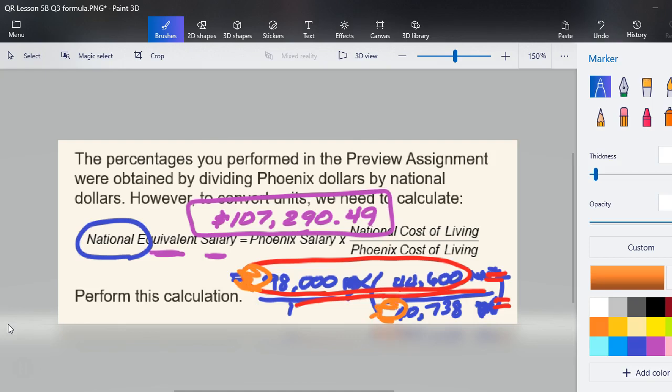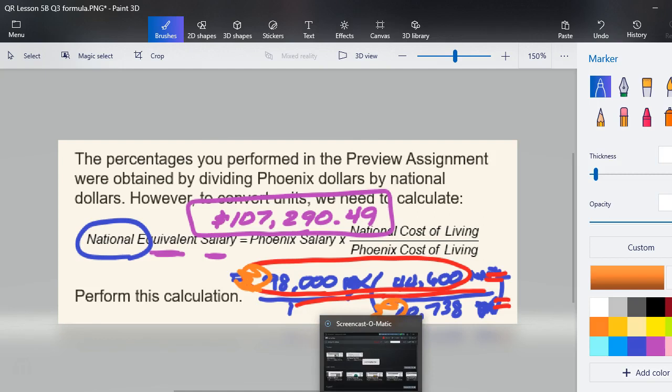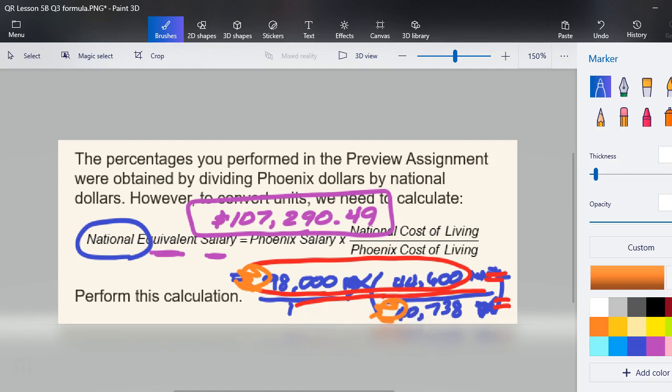You can say the word cancel, maybe not the best word, but do what makes sense to you. We can remove the like units. Question 5, describe in one or more complete sentences how the formula described is similar to converting units. It could be a way to look at this as we use dimensional analysis. And we have to position these units so that the Phoenix dollars do cancel out and we're left with a national value.